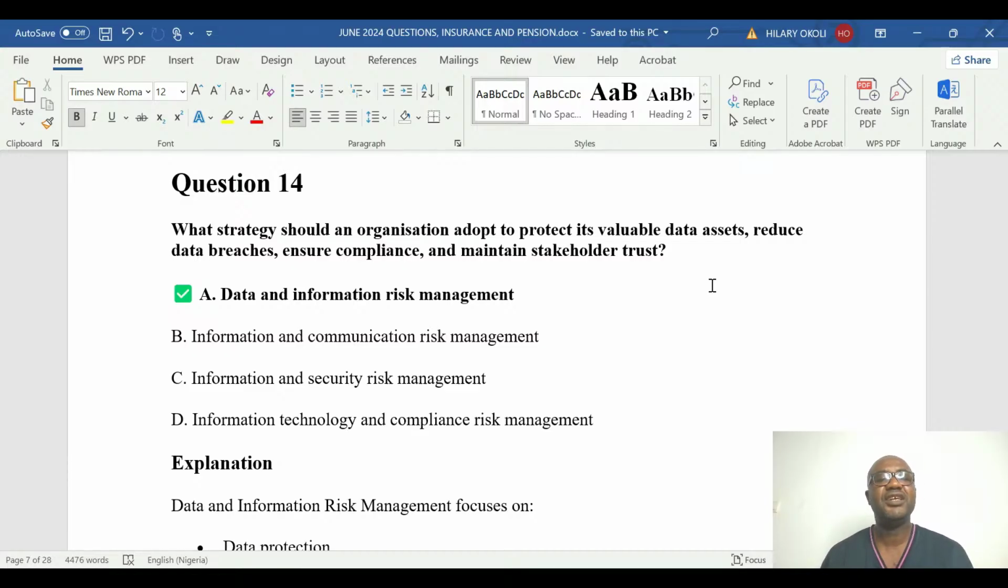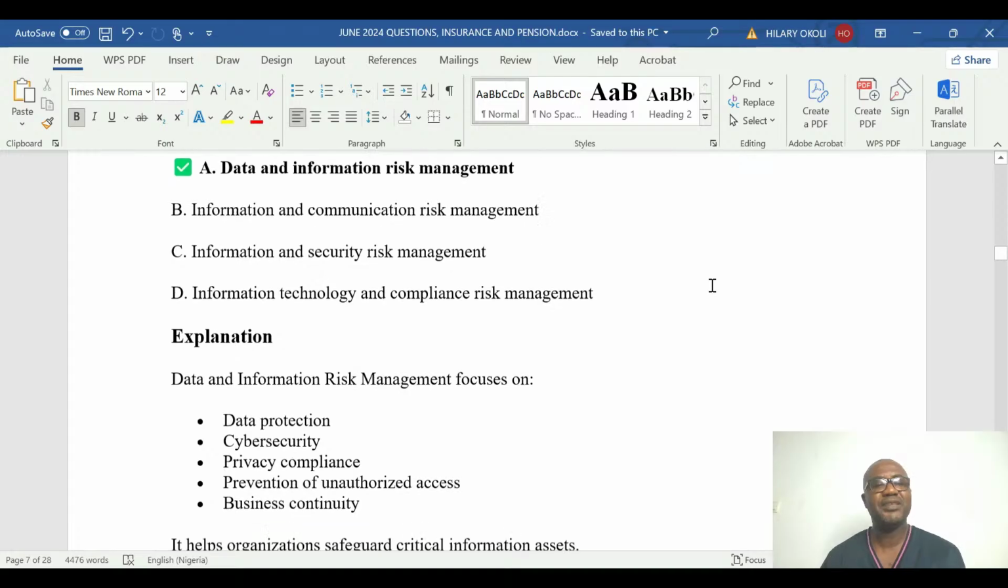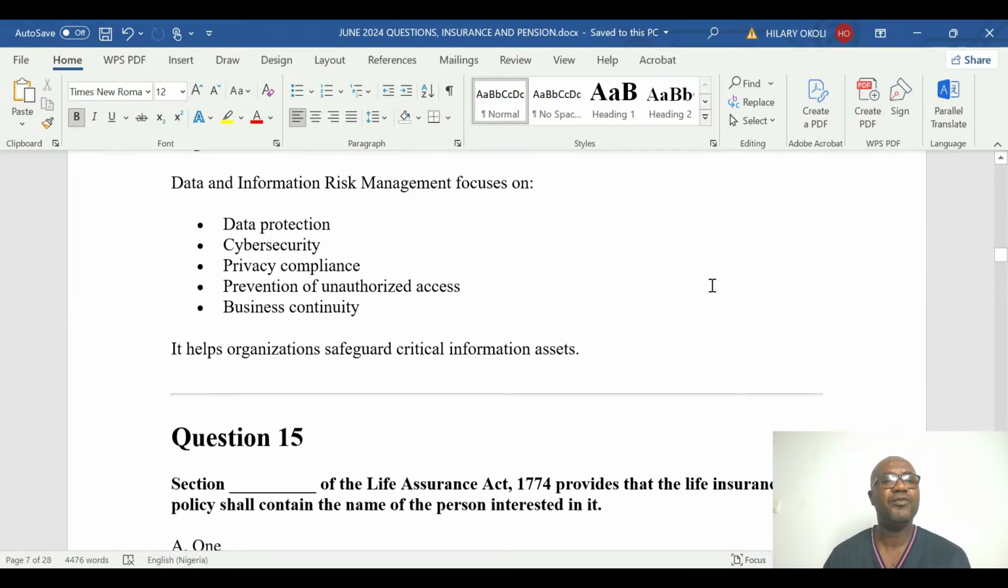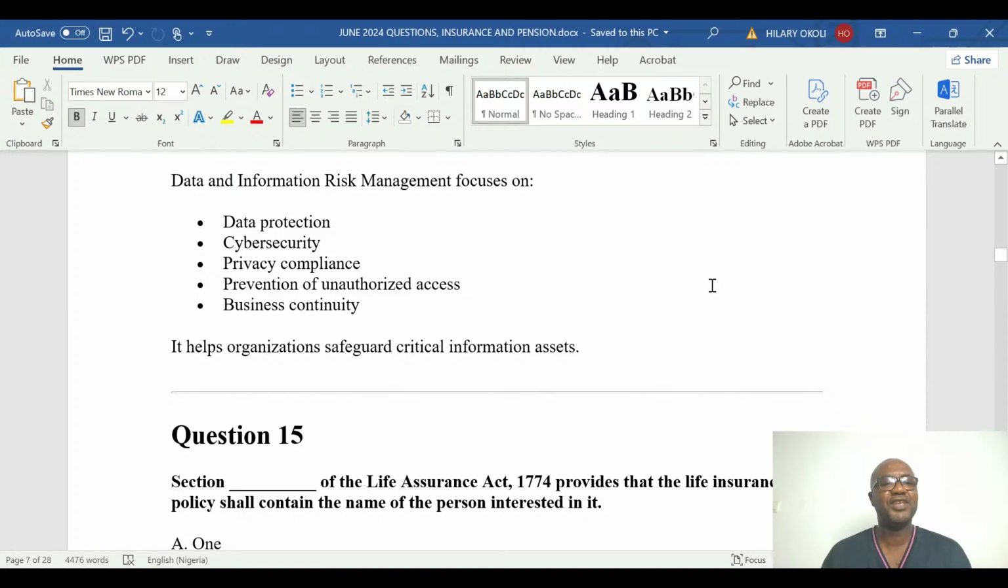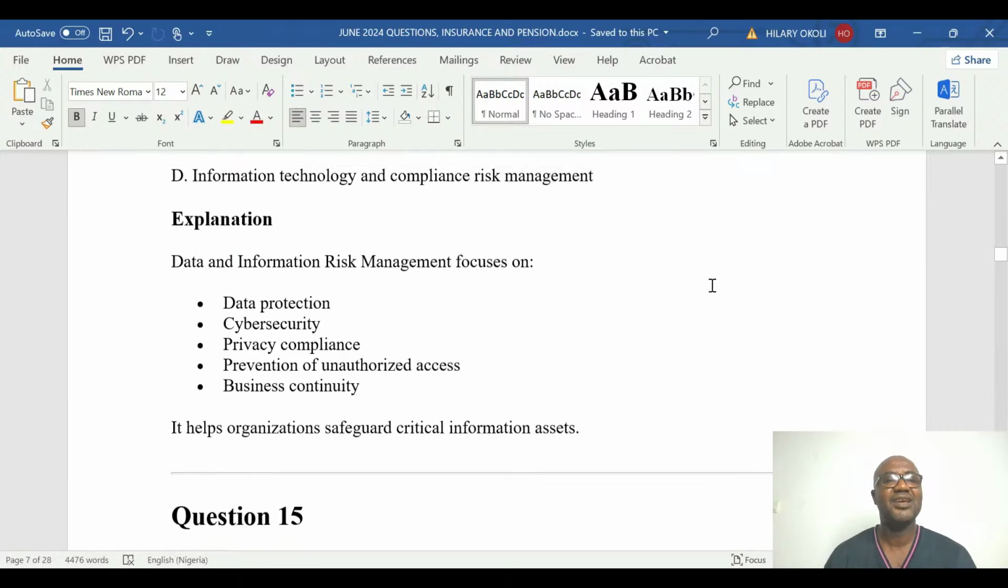So the strategy an organization should adopt in order to secure or protect its valuable data assets, by reducing data breaches, ensuring compliance, and maintaining stakeholders' trust, is data and information risk management. That is the answer. Data and information risk management focuses on data protection, cyber security, privacy, compliance, prevention of unauthorized access or limited access, and business continuity. It helps organizations safeguard critical information assets. So that is the answer.